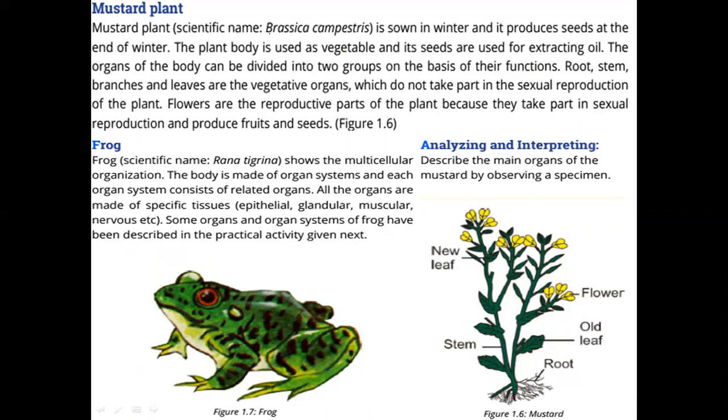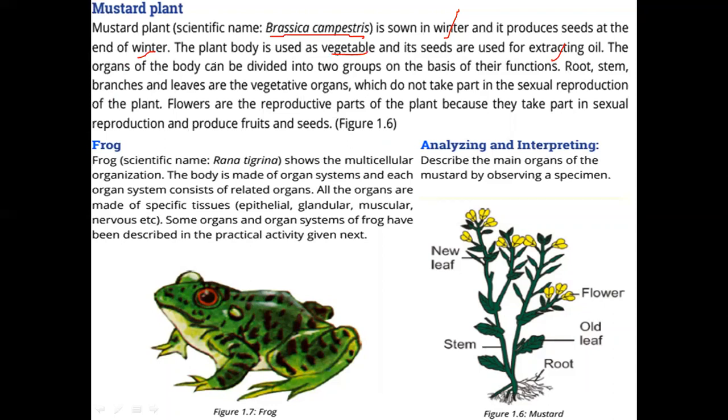Its scientific name is Brassica campestris. Actually, you have to remember these scientific names as well. They are sown in winter, and they produce seeds at the end of the winter. The plant body is used as a vegetable. Pakistani students know about this; we call it saag in Urdu, and we use it for eating. Its seeds are also used for extracting oil, called mustard oil, which we use for massage and for cooking as well.